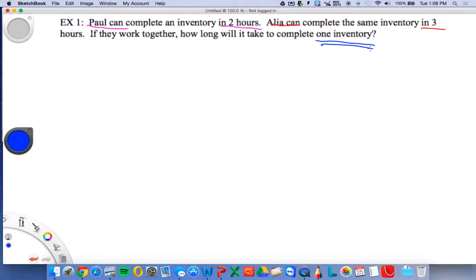So the way that I want you to set this up, and this will work for any of these work rate questions, is you have person 1's work, which is this first fraction, plus person 2's work, which is the second, and set it equal to 1. Now, the reason we're setting it equal to 1 is because they're doing one inventory.